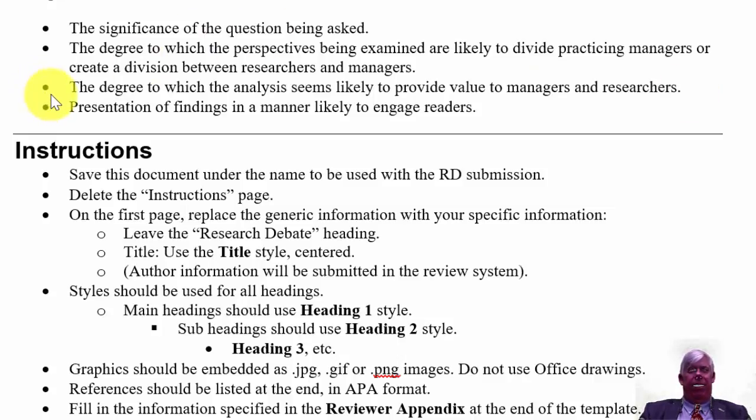And obviously then we want to look at the degree to which our analysis is likely to provide value. Does the way we try to reconcile the debate actually provide any useful information, or is it likely to leave things as is? Obviously, we want to provide useful information. And then finally, the obligatory presentation of findings in a manner that's likely to engage readers. You have to remember that the target readers for this are managers and scholar practitioners as opposed to being pure researchers. The instructions are pretty much the same as always.